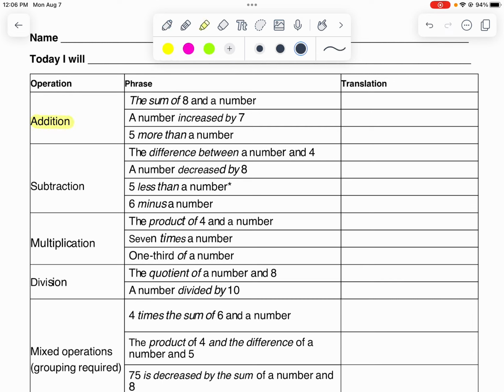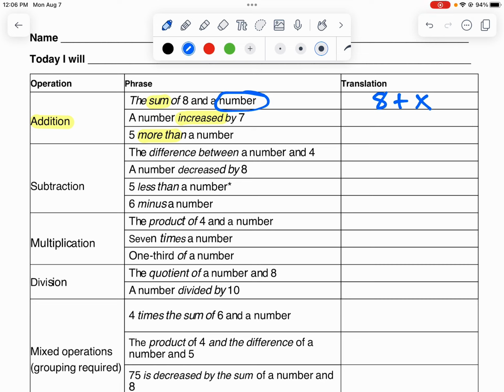Words that you can use for addition are sum, increased, more than. There's also combined, total. Those words can also be used. So if I'm looking at this, it says the sum of 8 and a number. Well, they don't tell me that number, so that's going to be our unknown right here. So we're going to have the sum, so that means we're adding, of 8 and our unknown number x. And that's all you do.